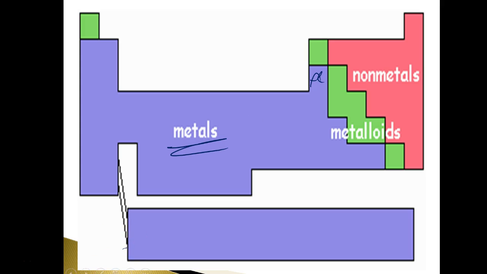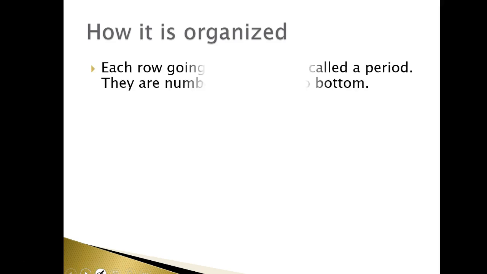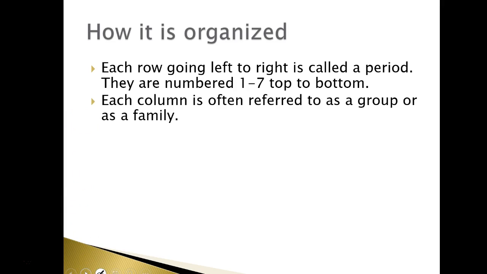Now we're going to talk, I think, about those 2 rows at the bottom, how it's organized. So each row going left to right is called a period. They're numbered 1 through 7, top to bottom. Each column, that means going down, is referred to as a group or as a family, and there's a reason for that.